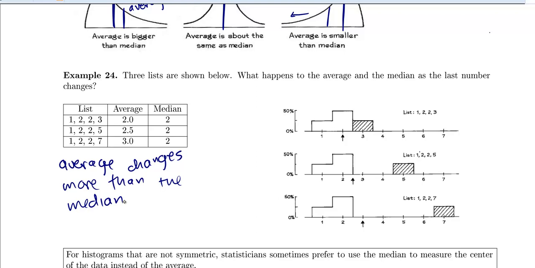And because the average gets pulled up by the tails, or changes more than the median, sometimes if we have histograms that aren't symmetric, statisticians prefer to use the median to measure the center of the data instead of the average. But by far, the average is the most common way.